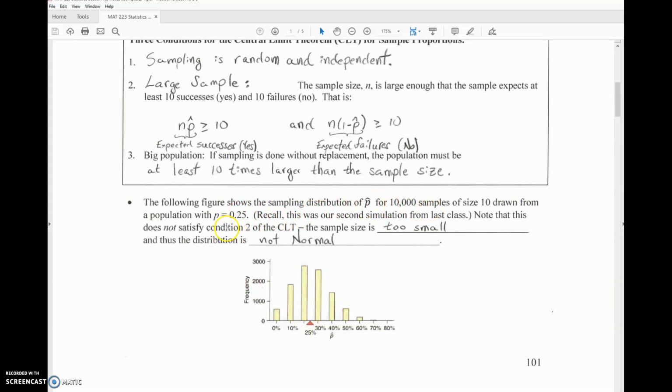So this does not satisfy condition 2. The sample was not large enough. My sample's of size 10. There's no way I could have had 10 walkers and 10 runners in that sample when the sample size itself is only 10. So the sample size was too small, and thus the distribution, which was starting to be unimodal but not symmetric, a little skewed to the right, was not normal yet.